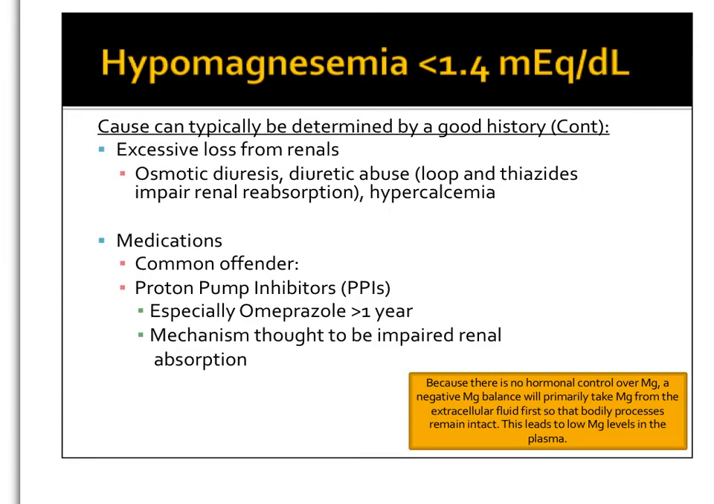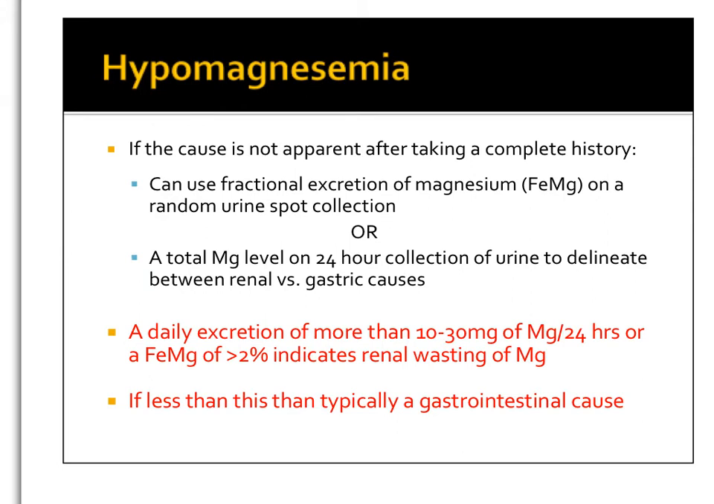A few more causes here. Excessive loss from the kidneys, particularly if you're on an osmotic diuretic or loop diuretics. They can also get rid of the mag just like they do with potassium. Medications, and the most common offender for this one is going to be proton pump inhibitors, especially omeprazole, for whatever reason. If you've been on that chronically for a while, you should be checking mag levels on them. All right? And then I gave you that little box to remind you again that there's no hormonal control over the regulation of mag.